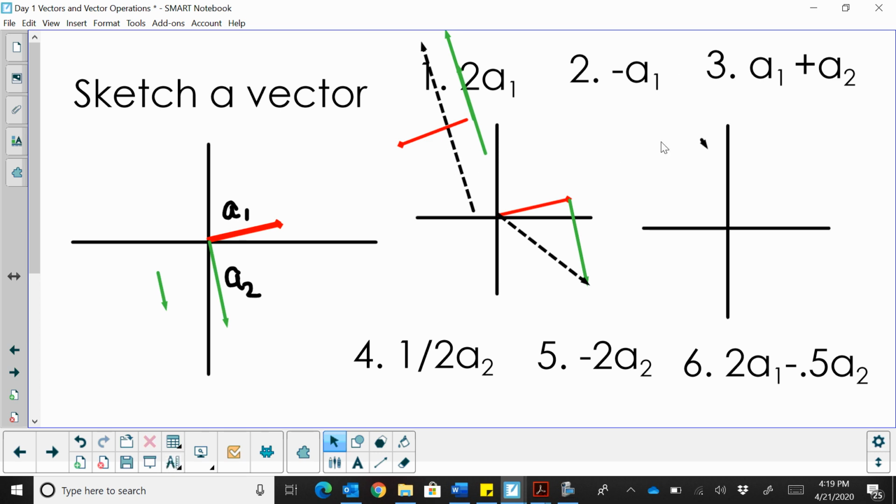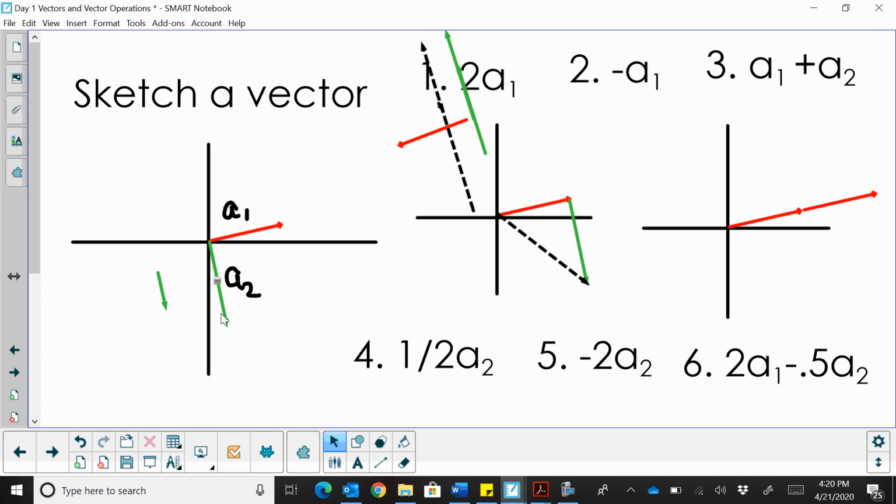These out of the way. Okay, so I need 2 times a sub 1. So here's a sub 1, and I want 2 of those, or double the distance. So 2 of those, and I'm going to subtract from it an a sub 2, but it's negated.